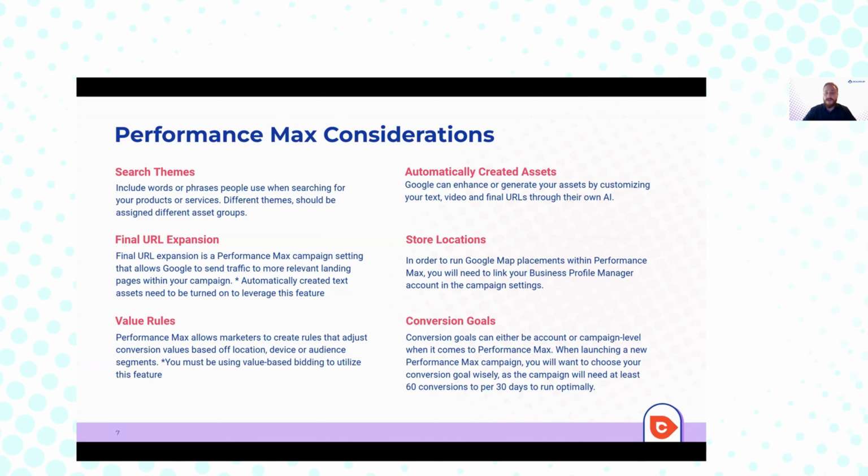Next, conversion goals. Conversion goals can either be account or campaign level when it comes to Performance Max. When launching a new Performance Max campaign, you want to choose your conversion goal wisely. As I've mentioned earlier in the presentation, each Performance Max campaign needs at least 60 conversions per 30 days to make sure it's running optimally. So make sure you're feeding the algorithm the right conversions and you're setting it up to ensure you're getting the volume there to allow it to fire on all cylinders.